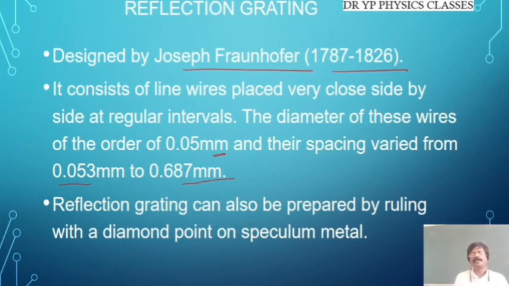Initially, Fraunhofer designed this grating, and he took a number of wires and arranged them in a regular fashion, close by, side by side. The diameter of the wires is about 0.05 millimeter, and spacing varied from 0.05 millimeter to 0.687 millimeter. Like this, he arranged them in a particular fashion, side by side, and that serves as a grating.